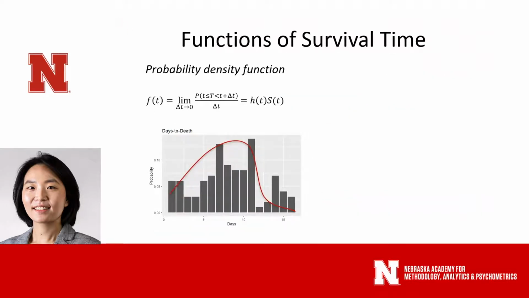Before jumping into statistical methods, I wanted to introduce key functions for survivor analysis. Like any other continuous random variable, survivor time has a probability density, which is indicated by f(t), like here. When you interpret this, you can say it is the probability of an event occurring per unit time. So say you're interested in the probability density at day 5, then you can interpret this as the probability of an event occurring at day 5.